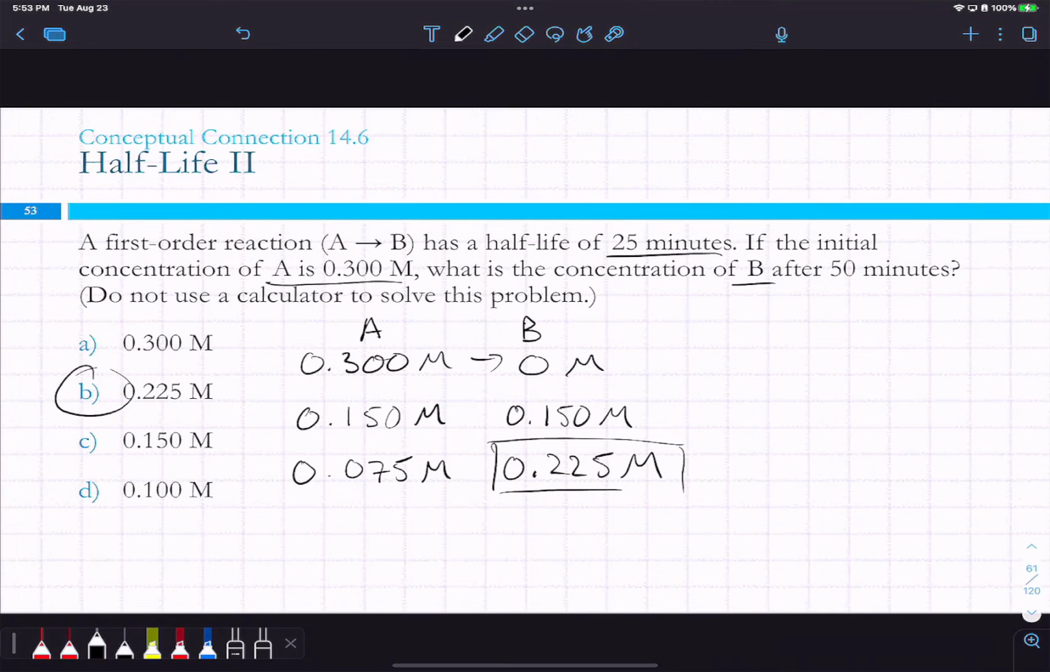Because in each of these steps, well, that's our initial conditions, right? Half of it is being converted over every half-life. And it's happening at a consistent rate again, too. Right? So each time here we've dropped exactly 1/2. That's not going to be the case for zero and second order.